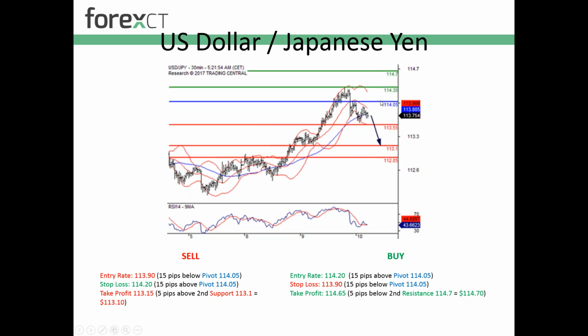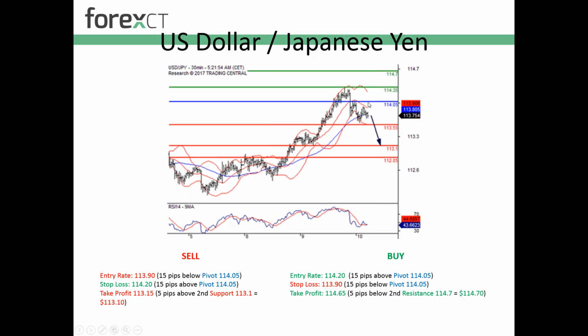Your stop loss in this case would be 15 pips above the pivot, so that would be at 114.20. So again, you're exposed for 30 pips, centered on that pivot, and then your take profit would be 113.15, or 5 pips above that second support level.